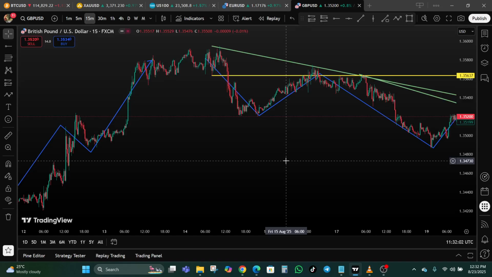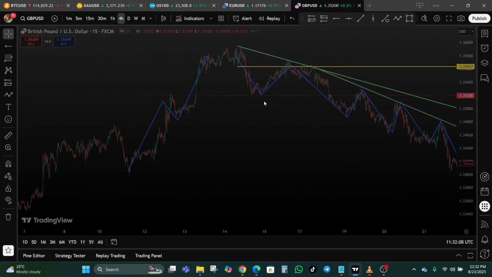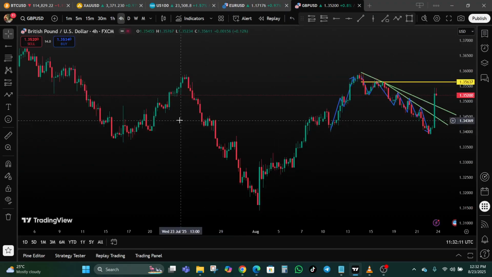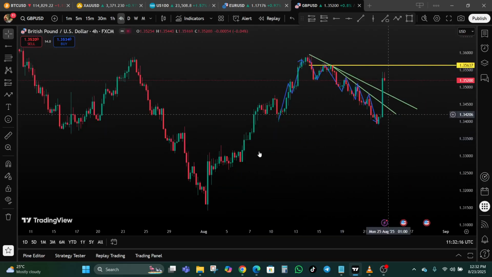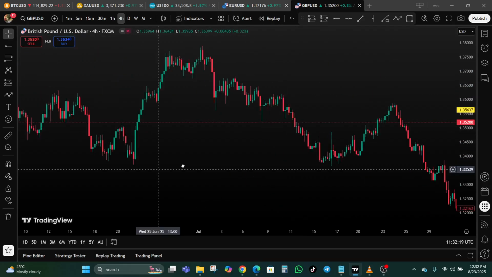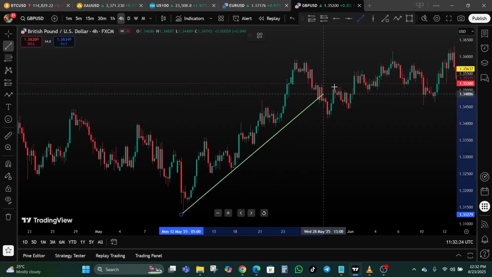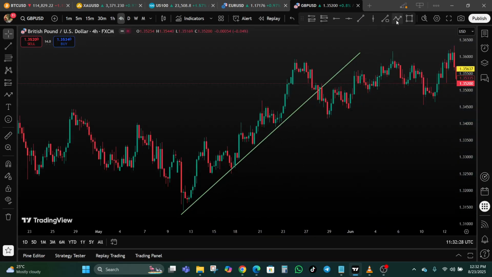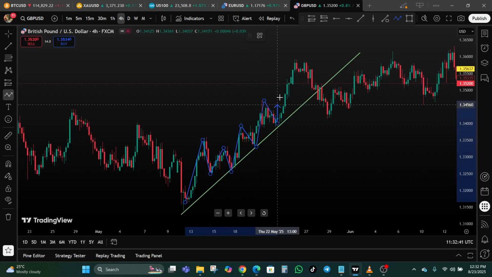Now let's go back to a higher time frame. So this was a bearish trend. Now I wanted to use an example that had significant pullbacks. So you can see that this is a bullish trend. We had equal lows around this zone. Higher low, higher high and higher low, higher high and higher low.